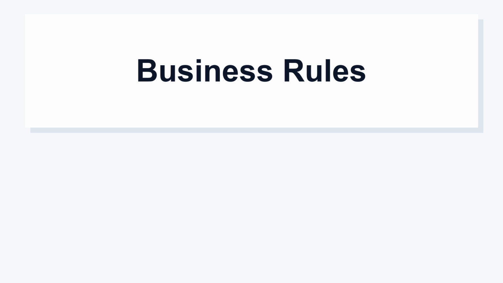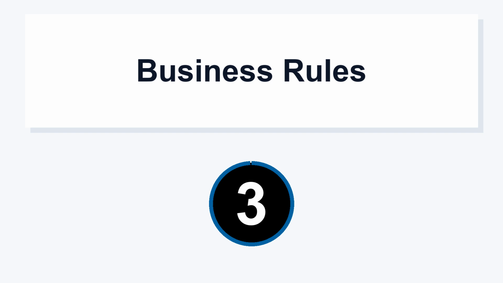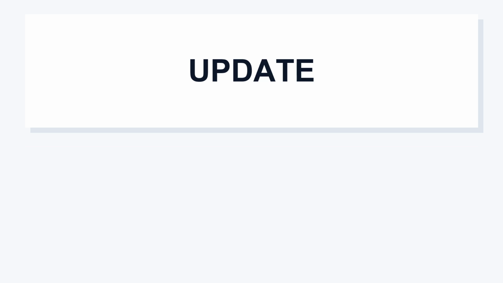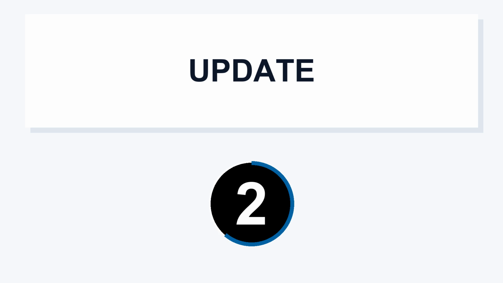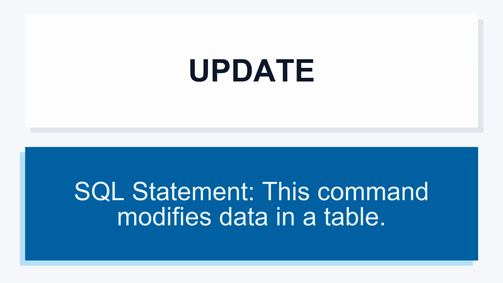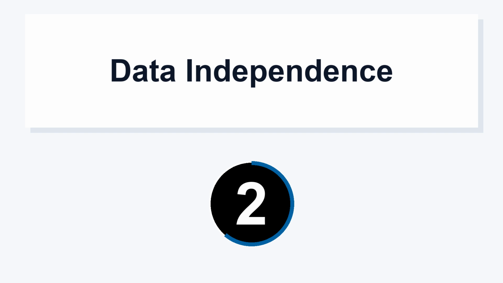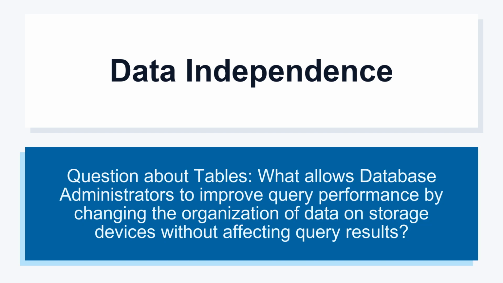Business rules. Relational rules question, what rules are based on business policy and are specific to a particular database? Update. SQL statement, this command modifies data in a table. Data independence. Question about table, what allows database administrators to improve query performance by changing the organization of data on storage devices without affecting query results? Join.